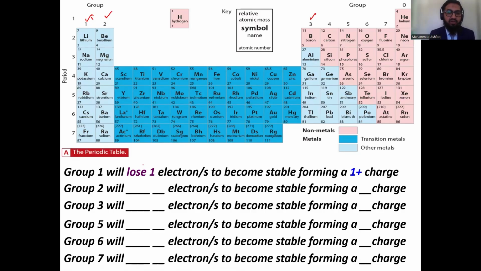Group 1 loses an electron to become stable, forming a positive ion, while group 2 is going to lose 2 electrons because it has 2 electrons in the outermost shell, forming a 2+ ion. But when you move to groups 5, 6, and 7, they are going to gain electrons. Let's see, in group 7, chlorine has 7 electrons in the outermost shell, so it gains 1 electron. By gaining 1 electron, it forms a negative ion with a -1 charge.